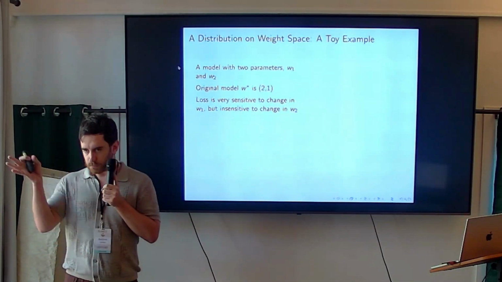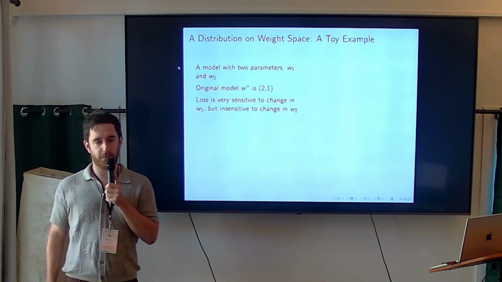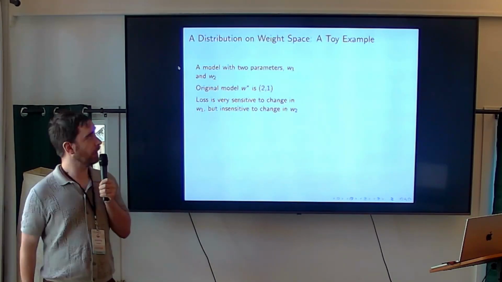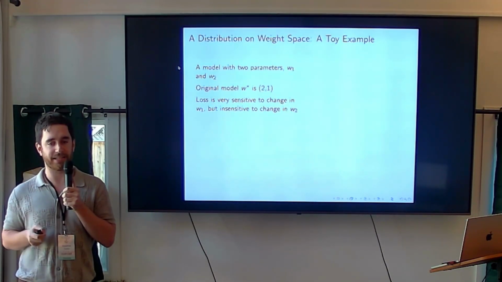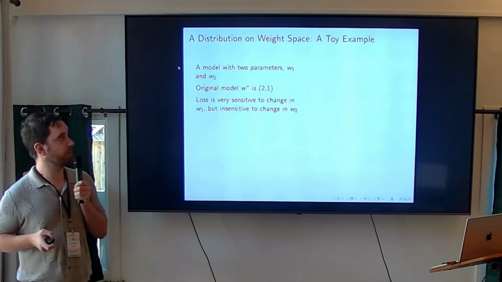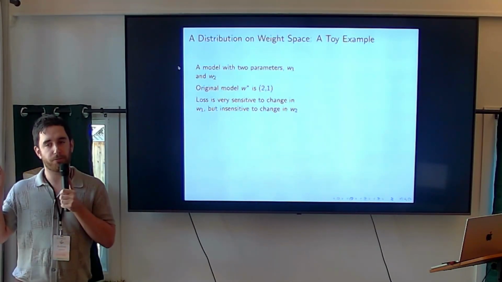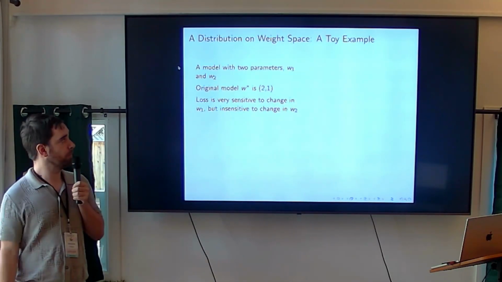So hopefully you're convinced that we can try and move around weight space. Here's a really simple example that motivates, I think, the core idea underlying a lot of Timaeus research. I've got a two-parameter model, W1 and W2. Here's some things about it.